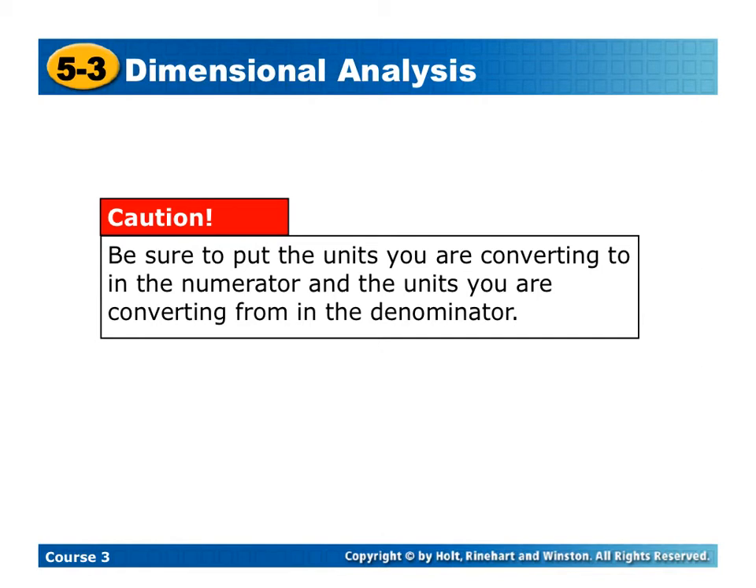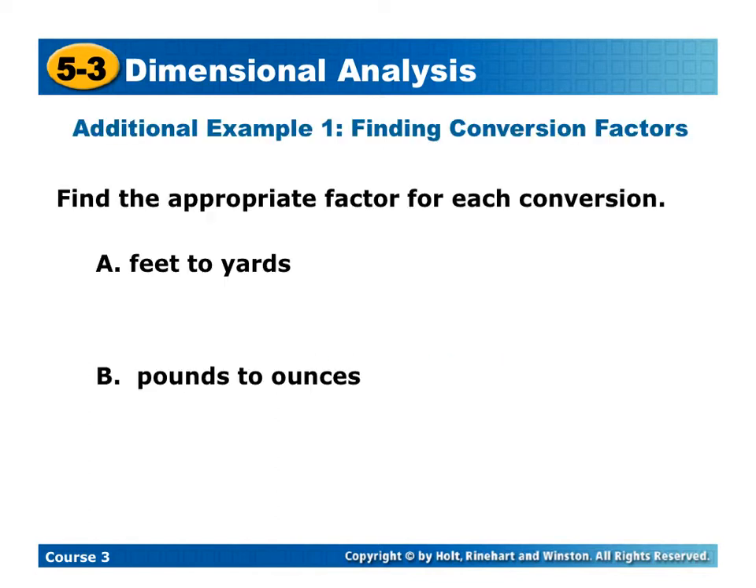Now one thing to be aware of is you want to make sure that you're always putting the units you're converting to in the numerator and the units you're converting from in the denominator, or vice versa, depending on where they are. So if we were changing feet to yards, we're going to be thinking about the fact that 1 yard is the same as 3 feet. At the same time, in pounds to ounces, 16 ounces is equal to 1 pound.